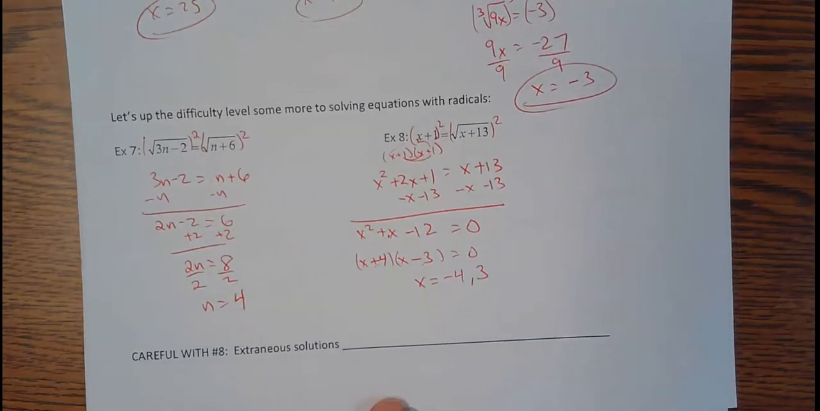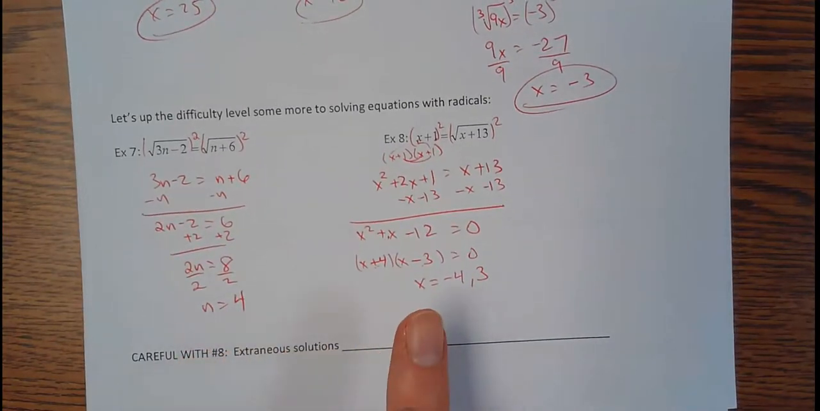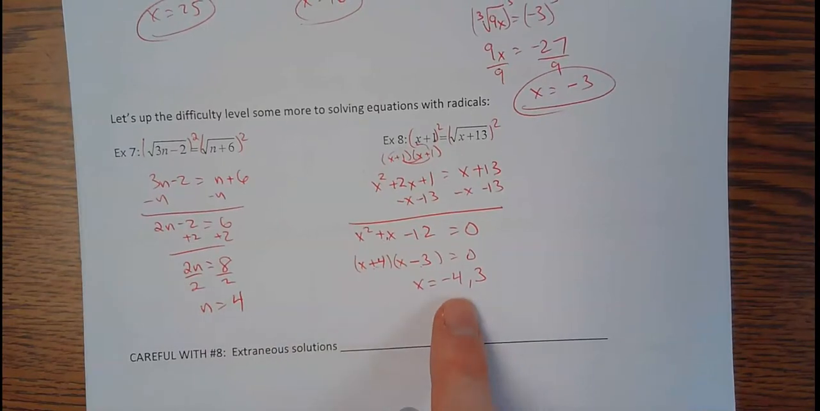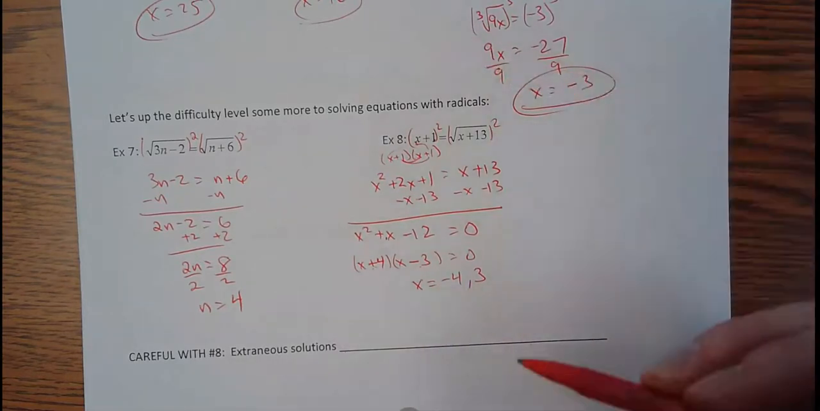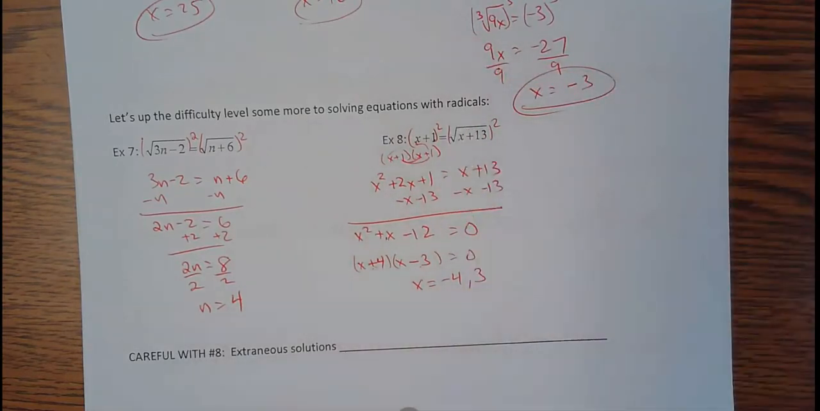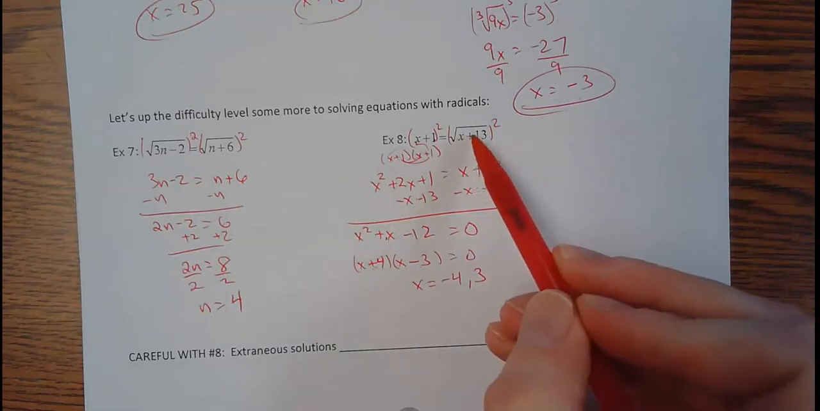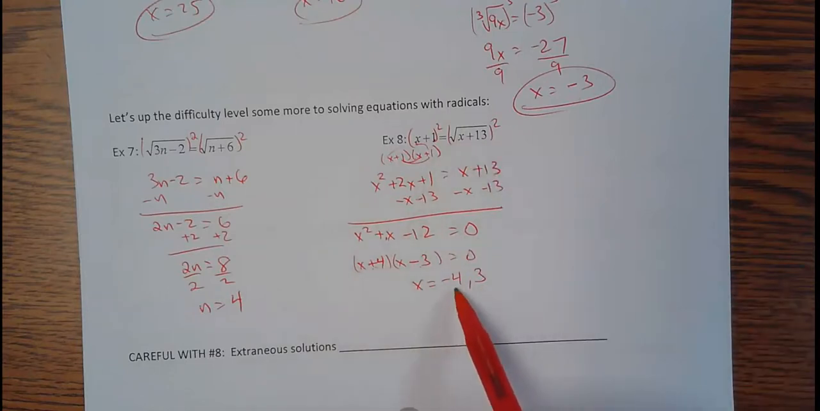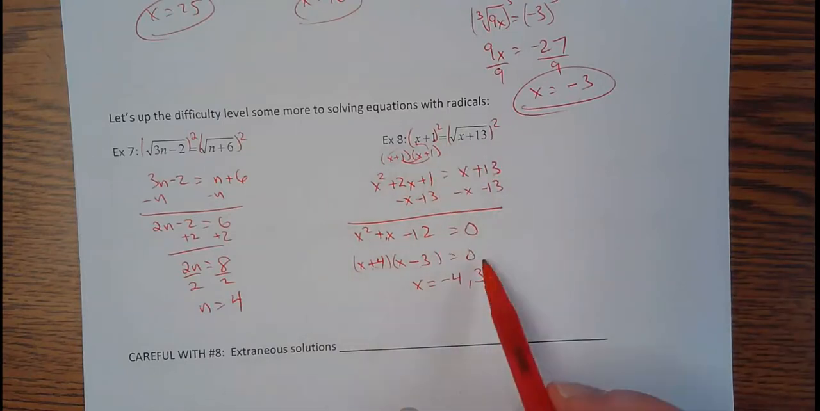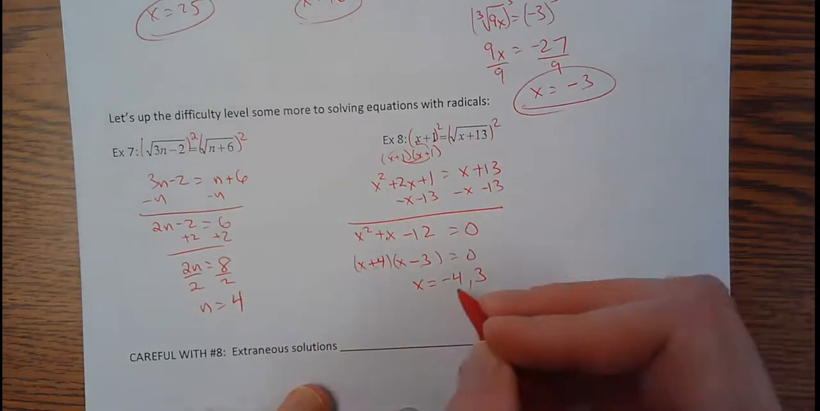Now here's the thing. Sometimes on these problems, you have a solution that's not a solution. Okay, these came out when I worked it. The problem was at one point, whenever I squared, I may have added some solutions because some numbers can't be square rooted here. Okay, so what I'm going to do is I need to plug these in and make sure they work. So I need to plug in negative 4. I need to plug in 3. Let's plug in 3 first.